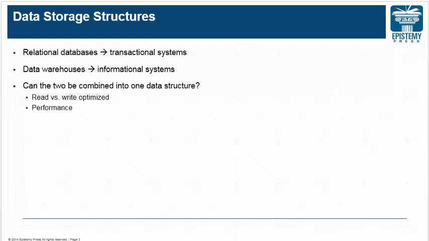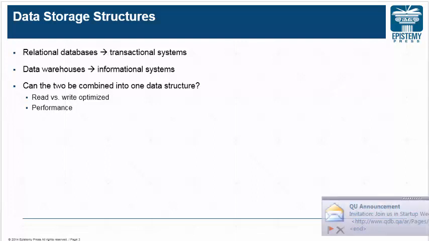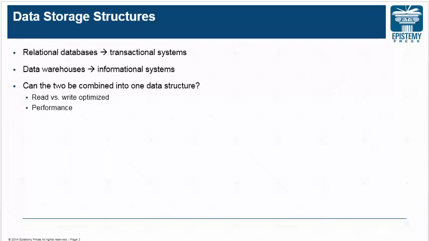Now, in a data warehouse, we combine different sources of information, different databases, into one data store. And that store is just to support, as we said, analytics, data analysis. And thus, it is called an informational system. It is a system to provide you information that supports decision making.